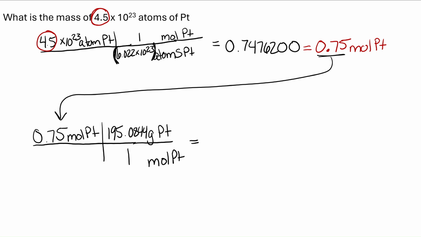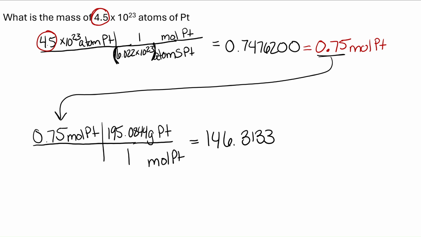195.0844. All right, and now we are going to multiply across the top, divide by the bottom. So 0.75 times 195.0844. And my calculator spits out the following value.